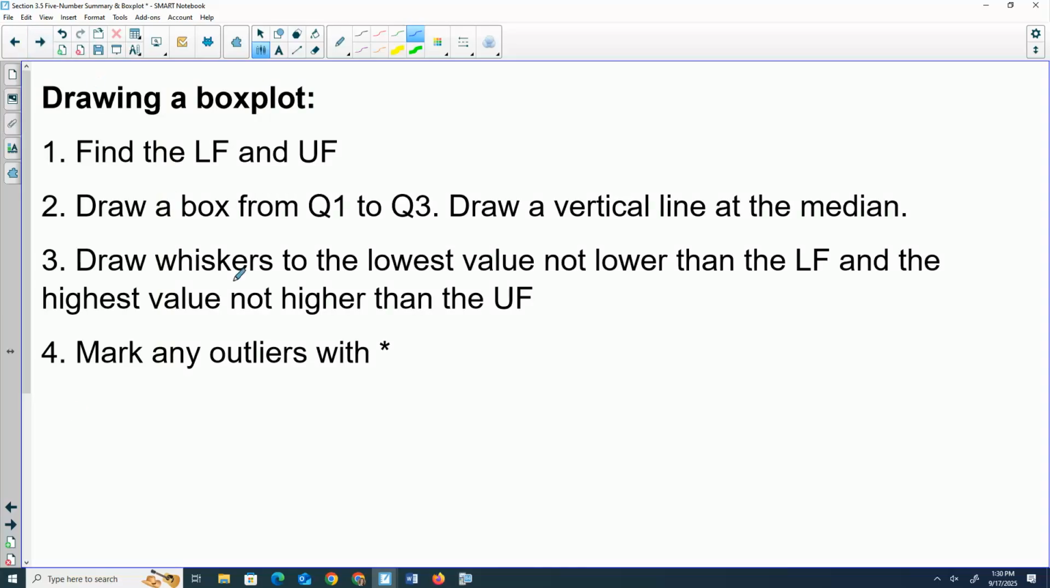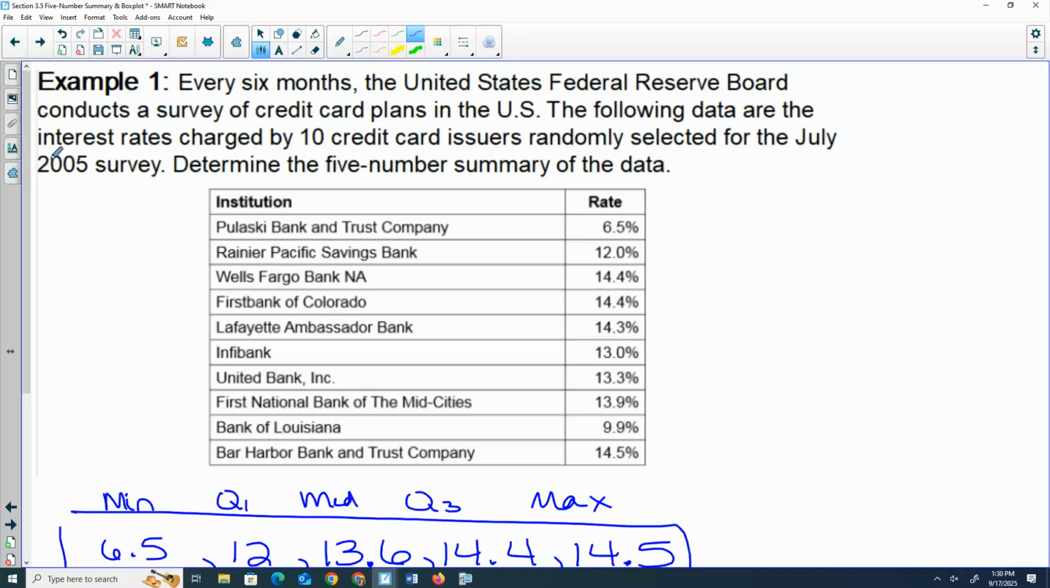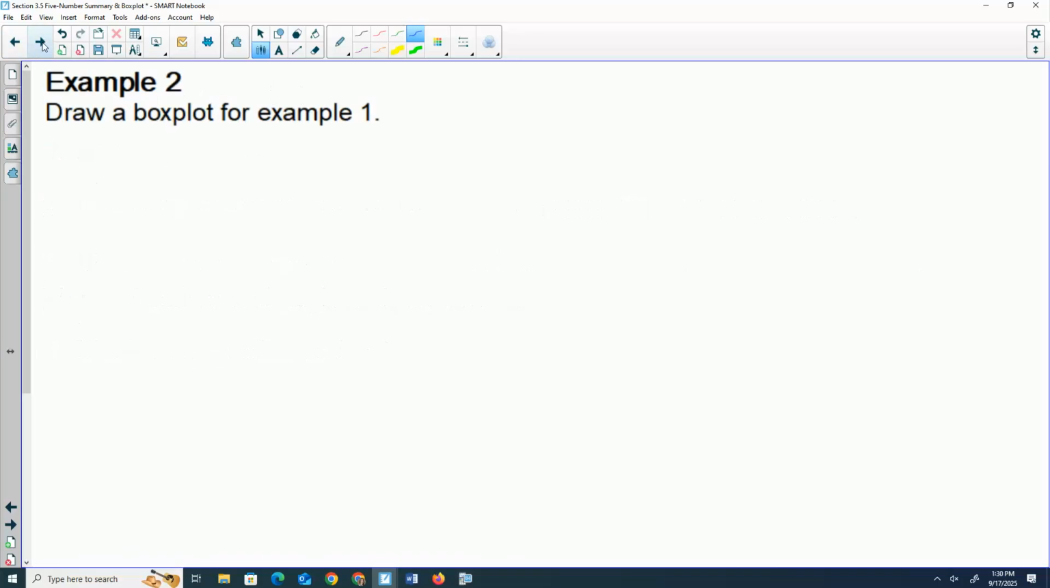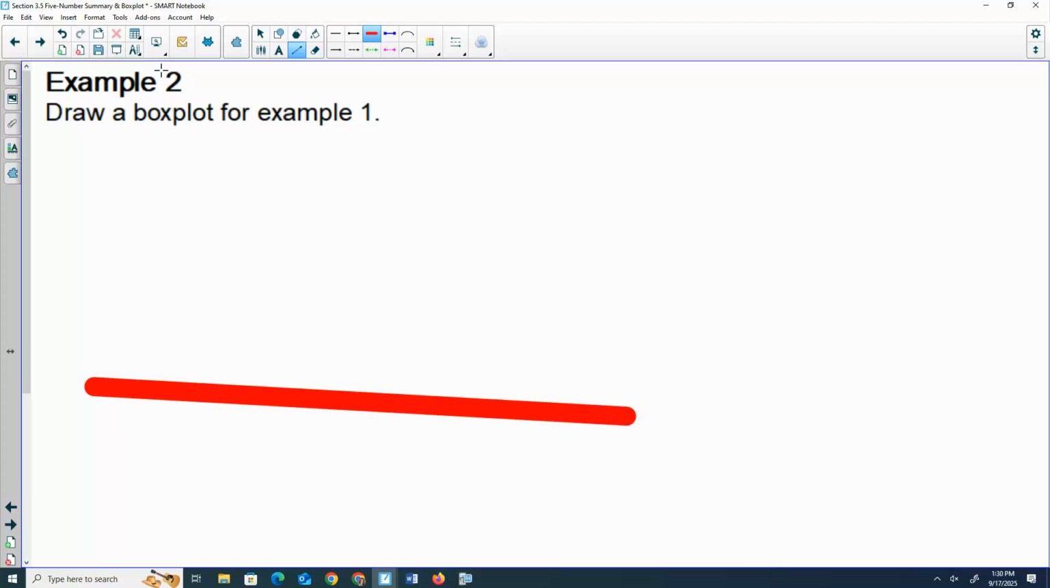Now, that is used to draw what is called a box plot. For our box plot, we do need to know our upper and lower fences. Then we will create a box going from quartile 1 to quartile 3, and we draw a line inside the box to mark the median. So if I wanted to do this, and I think that's what example 2 says, draw a box plot for this one. I'm going to kind of do it as we read through these.